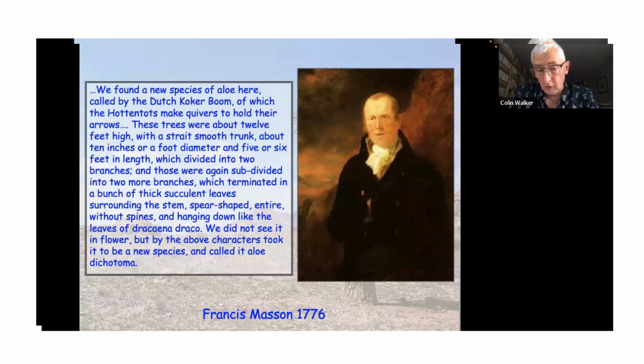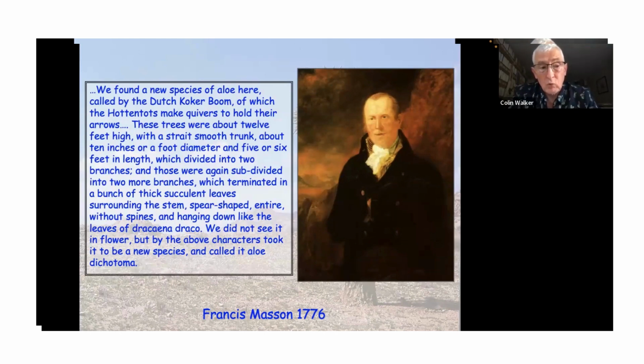Francis Masson did a lot of exploring in South Africa. He's famous for his book on Stapeliads, Stapelia Nova, published in 1796, 1797. He was a talented artist. That book includes 41 hand-colored paintings produced by Masson. But he also discovered and named the first tree aloe. So here's his description: "We found a new species of aloe here called by the Dutch cockaboom, of which the Hottentots make quivers to hold their arrows."